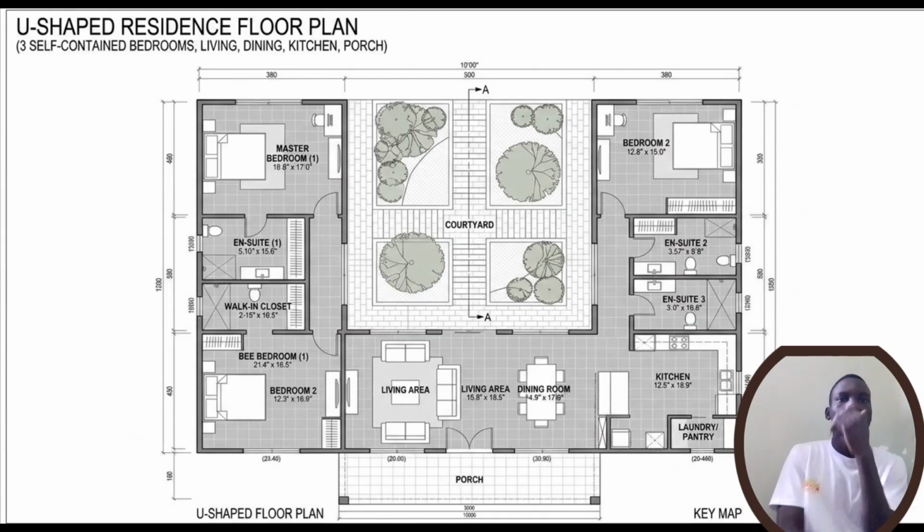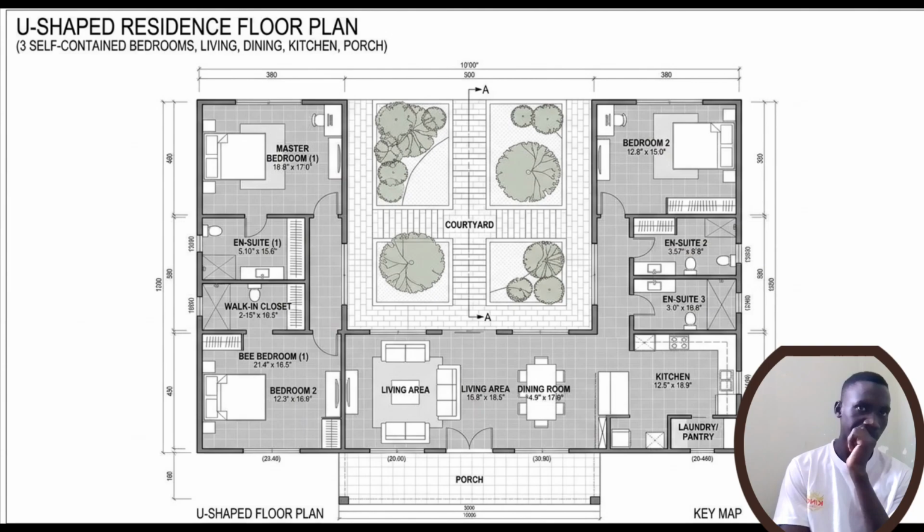Then moving on, we have the living area or the living room. This is where you come to have your good time, watch movies, and have some family time. From the living room, we move on to the dining room. Dining is where you take your meals. That's the purpose of a dining room.